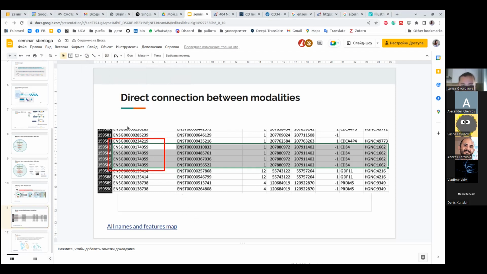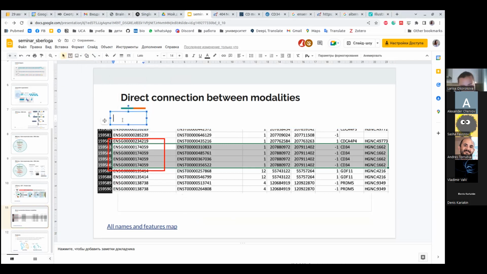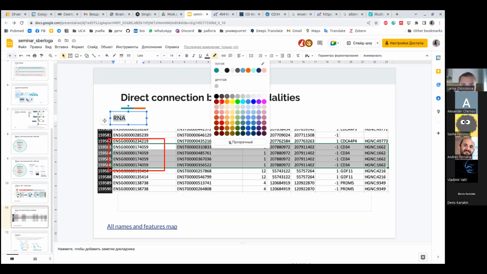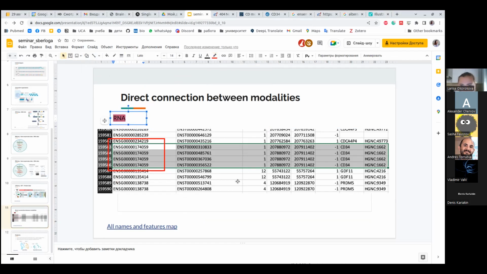This red thing shows the RNA level, and this is the name of the genes, and they will be named the same in the table of JAX. Maybe in a different nomenclature, but in Biomart we can do it. Okay, so the red one is RNA.